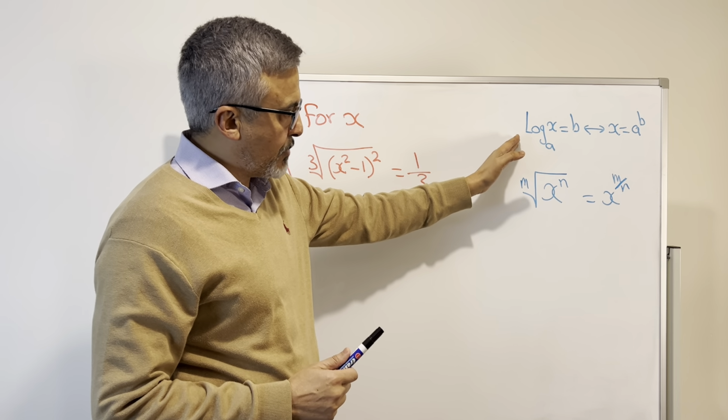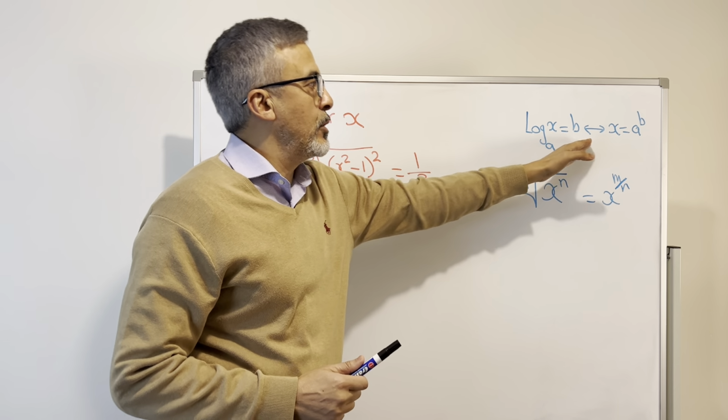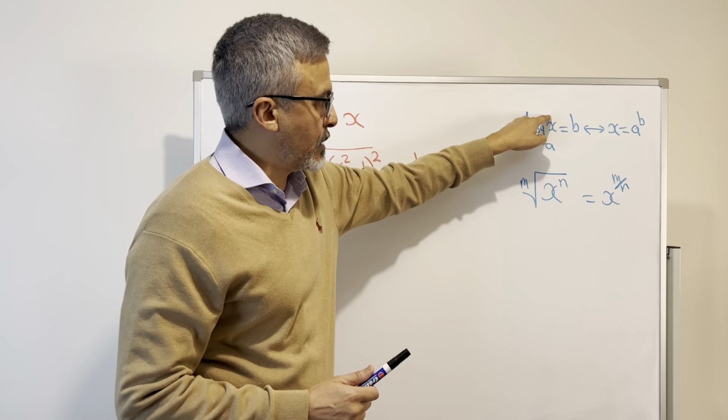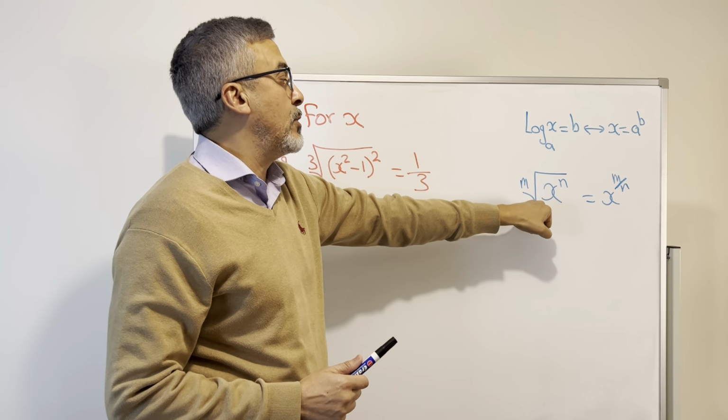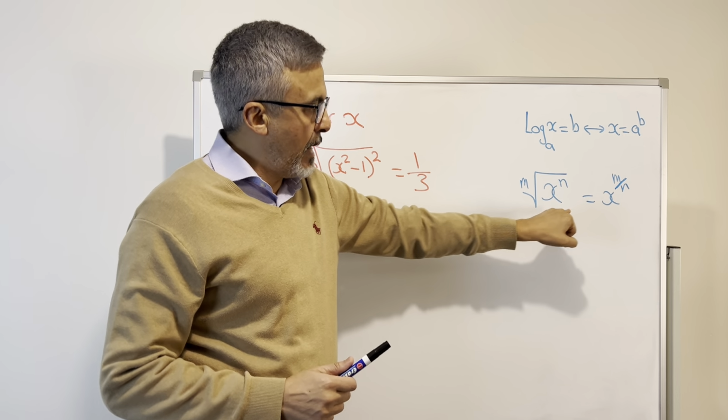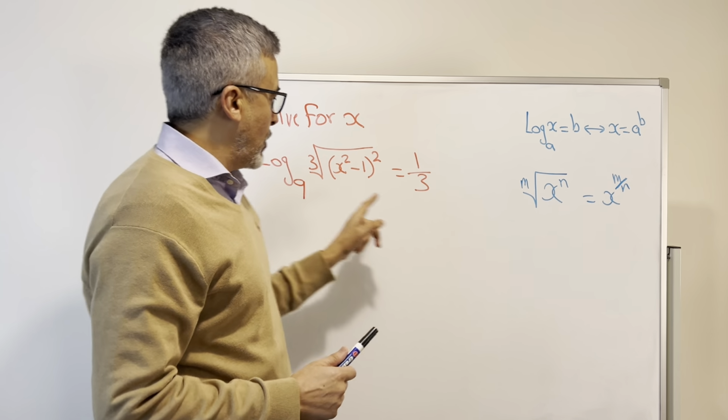You need to know how to change from logarithmic form to exponential form: a raised to the power of b equals x. That's one thing you need to know. And you need to know how to change from radical form to exponential form. These are the two rules that you need. So let's go to this.